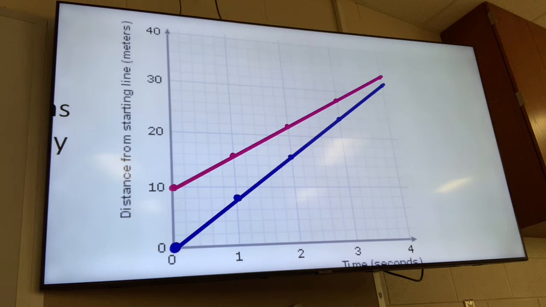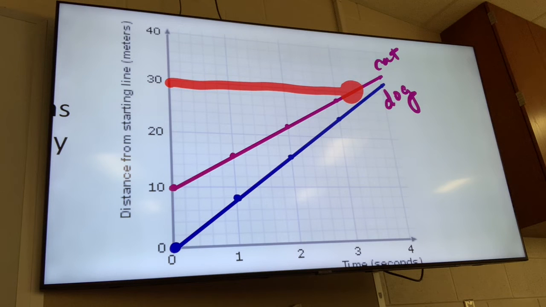Who is going to reach 30 meters first? Do the lines ever cross? Nope. So the dog really never catches up to the cat, does it? Because the lines don't cross. So here's 30 meters. Cat gets there first. Dog doesn't get there until like a half a second later.